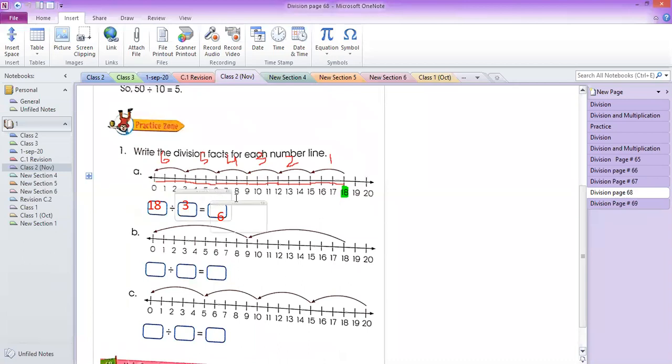And for the quotient, you have to check how many steps you go back. So 1, 2, 3, 4, 5, 6. So you go 6 steps back. That's why the answer here is 6.